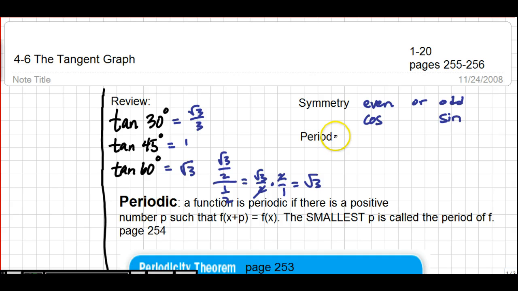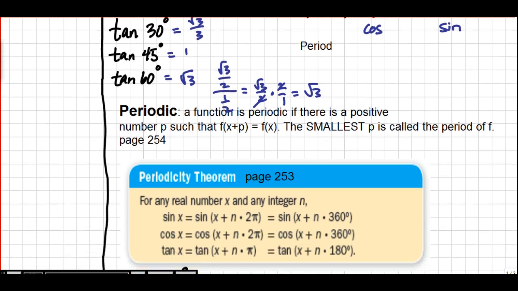When you're identifying the period of a graph, remember that's how long it takes the graph to repeat. And we're going to focus a little bit more on that word period here as it relates to functions in general, and then specifically we're going to look at the tangent graph itself. So the book talks about a little bit more detail about things that are considered periodic.